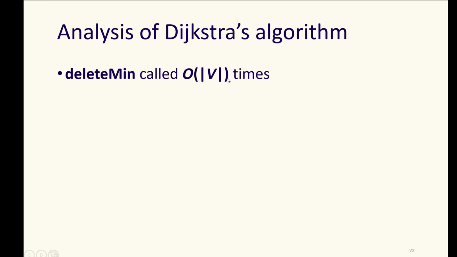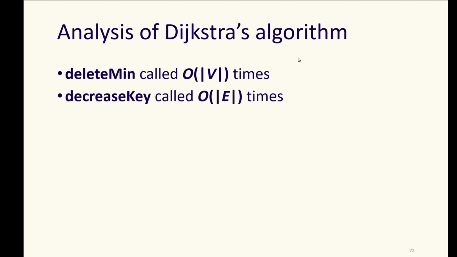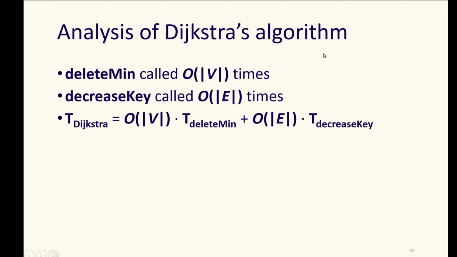Delete min in Dijkstra's algorithm is called once for each vertex, and decrease key will be called on the order of the number of edges times. It may not be called that many times. Delete min will be called for all of the vertices. So it's the number of vertices times the cost of deleting the min, plus possibly the number of edges times the cost of decreasing key. So these two will depend on the data structure you use.